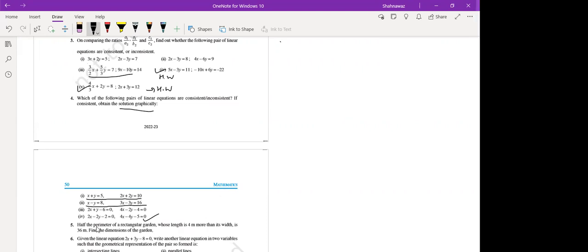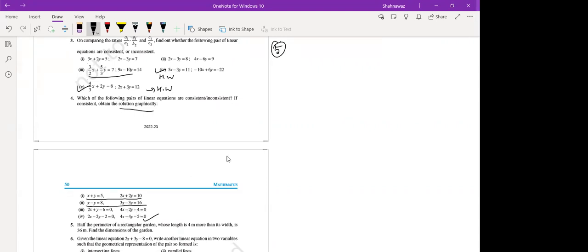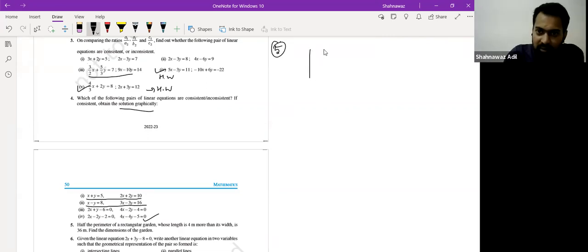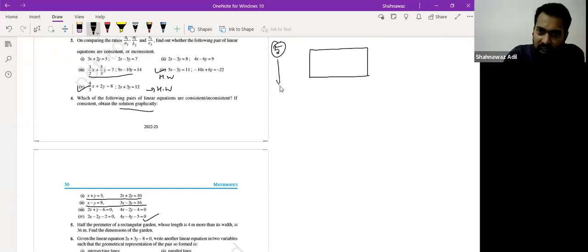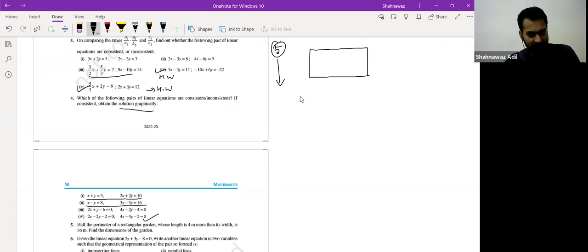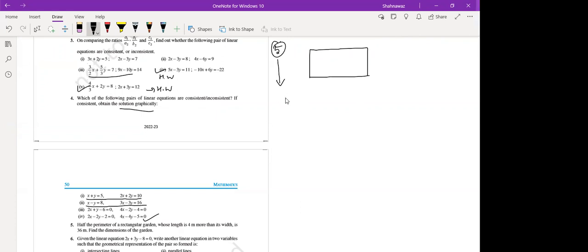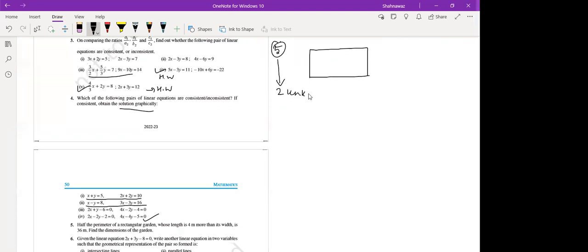Okay. Now, this question is interesting. It is a word problem, the fifth question, and you guys help me in writing the linear equation in two variables. Let me just draw the diagram. And the first question in a word problem, what do I ask? I always ask the same question again and again: what are the unknowns?